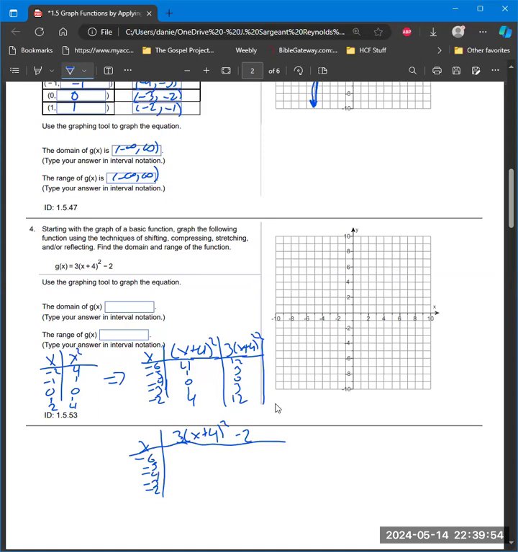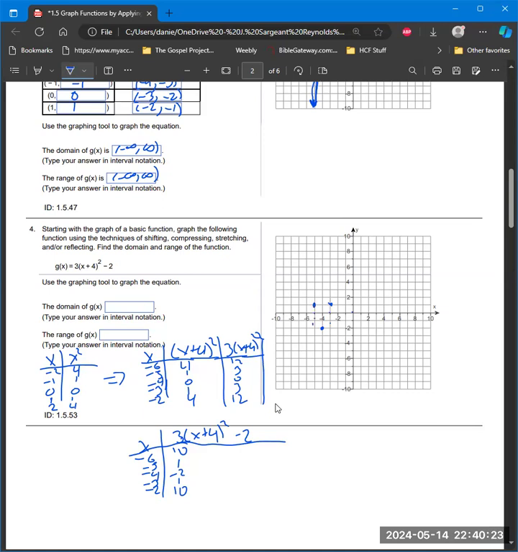So 12 minus 2 is 10. 3 minus 2 is 1. 0 minus 2 is negative 2. 3 minus 2 is 1. 12 minus 2 is 10. I'm going 4 to the left and 2 down here to get my vertex. And when I go right 1, I'm going to go up 3. When I go left 1, I'm going to go up 3.